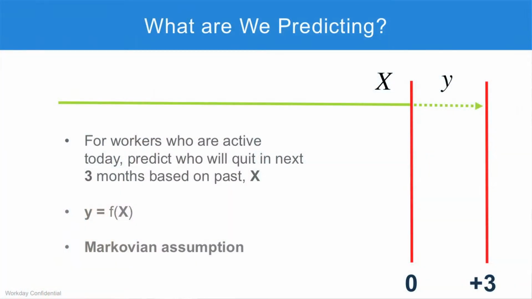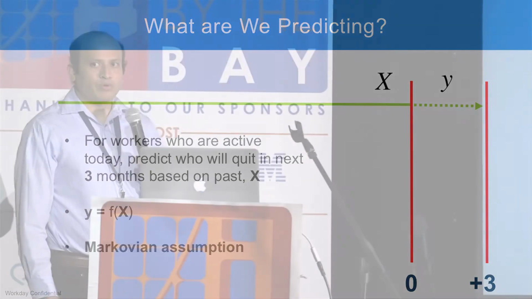So for workers who are active today, we want to predict who will quit in the next 3 months. So we have this +3, that's our prediction horizon. And based on what has happened till now, all the transactions that we have seen, we want to predict who will quit or who will not.